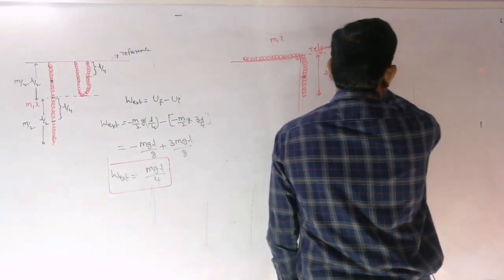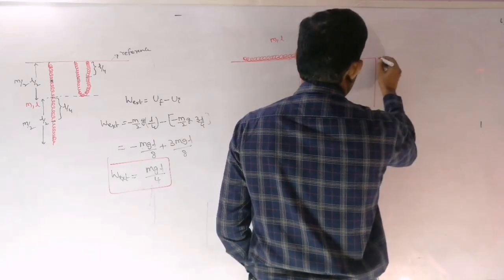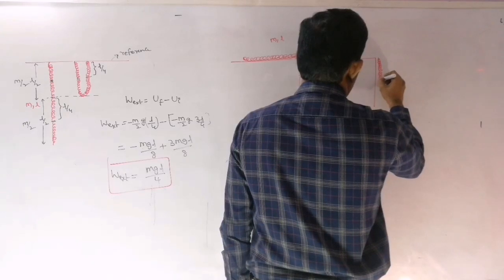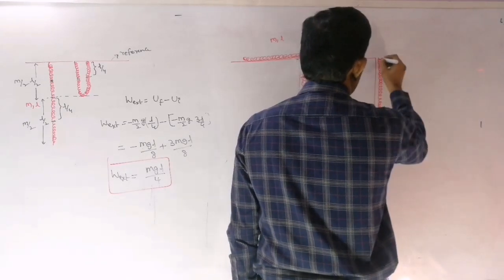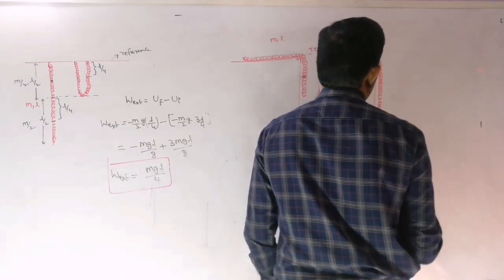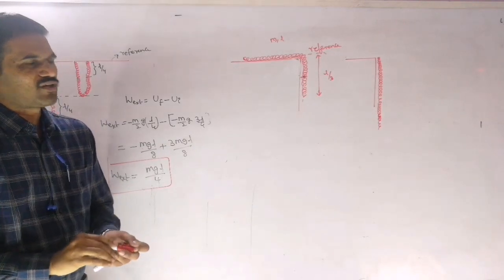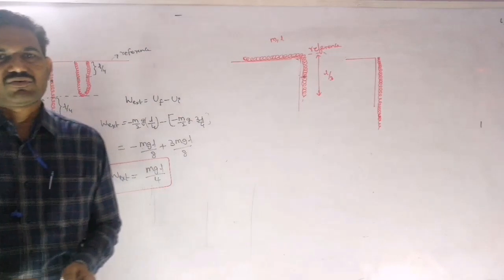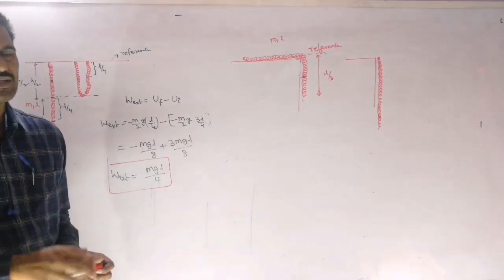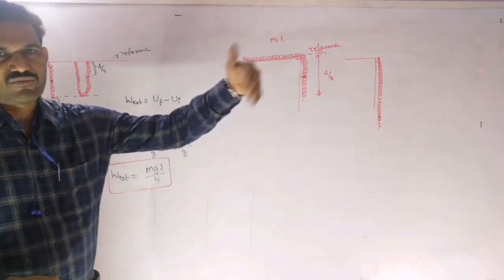If the chain is released from rest, find the speed of the chain when the last link of the chain loses contact with the table. That means it just completely slips off of the table.